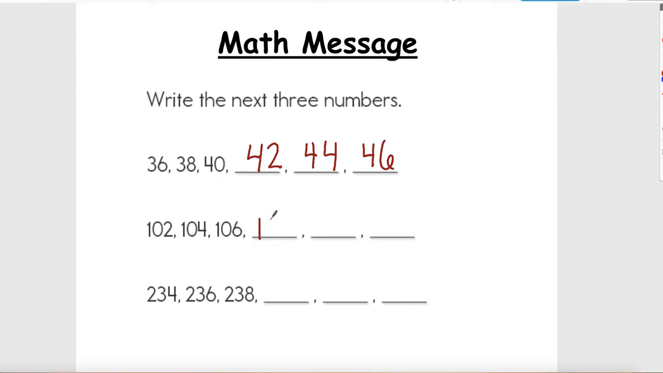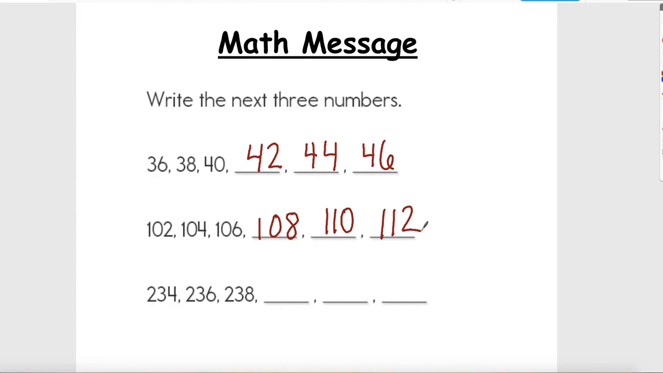Oops, that's right. I can write with the pen. Okay, what would come next? 110. 112. Very good. Last one, counting by two still. 234, 236, 238. Who thinks they know what number is going to come next?